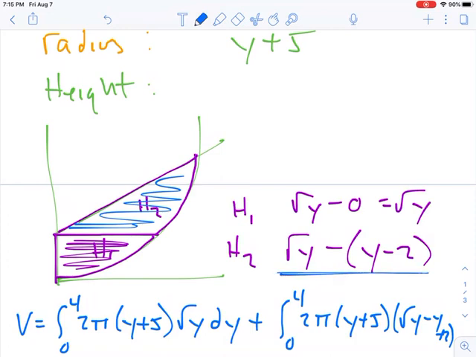I'm not really going to go any further with this. This would be very easy to integrate, but you're going to have to do some algebraic simplifying. I just wanted to do a problem where you had a lot of things going on, a lot of things to think about.